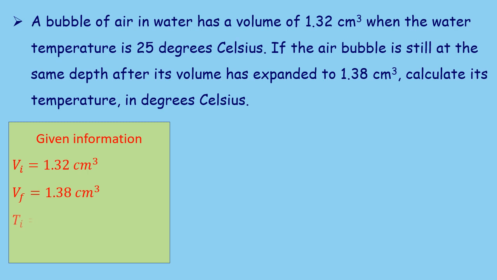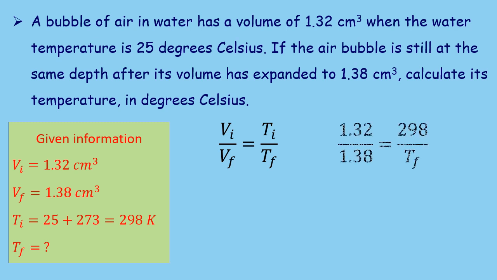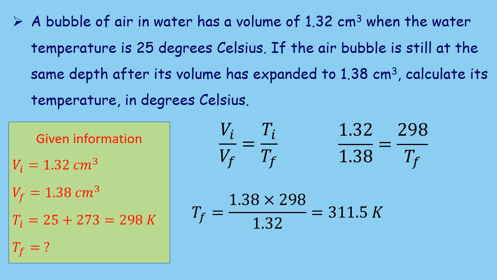The initial temperature T sub I is equal to 25 degrees Celsius plus 273 to convert it to kelvins, so we can apply Charles's law, which is equal to 298 kelvins. And finally, we don't know the final temperature. The equation of Charles's law, V sub I over V sub F, is equal to T sub I over T sub F. Plug in the numbers, and we get T sub F equals 311.5 kelvins. Subtract 273 and we get 38.5 degrees Celsius.